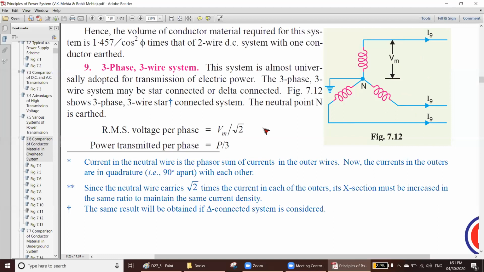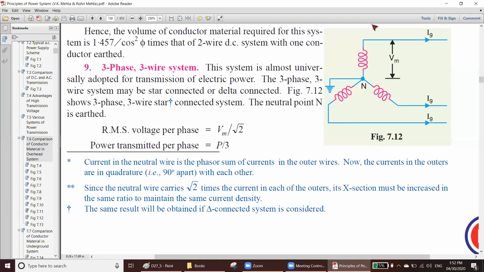So the system is almost universally adapted for transmission of electric power. Universally adapted means in 99% of the cases you will see this system everywhere. The 3-phase 3-wire system may be star connected or delta connected. So this one can be star connected or can be delta connected. It's their wish, or it's your wish. You can have star or delta, whatever you wish. Figure 7.12 shows the 3-phase 3-wire system, star connected system. The neutral point N is Earth.